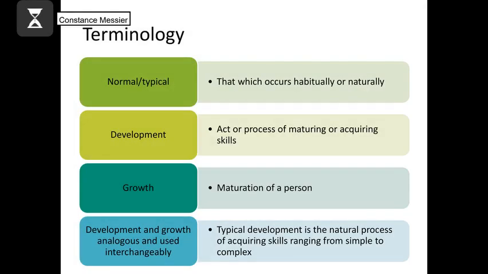On this slide, I have some definitions or terminology for you to understand. It's important that we know what we're talking about when we're reading. And normal and typical development is per the masses. It's development that occurs habitually or naturally. It's the norm.